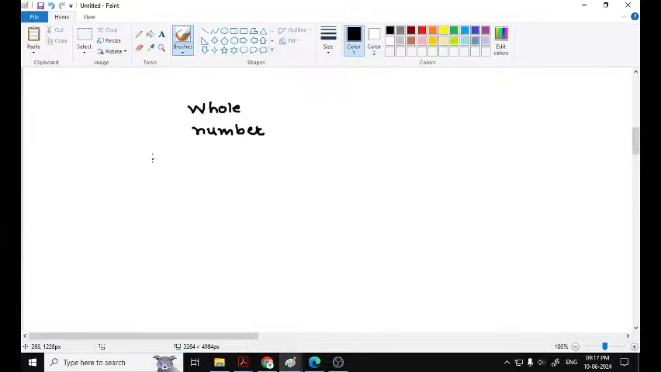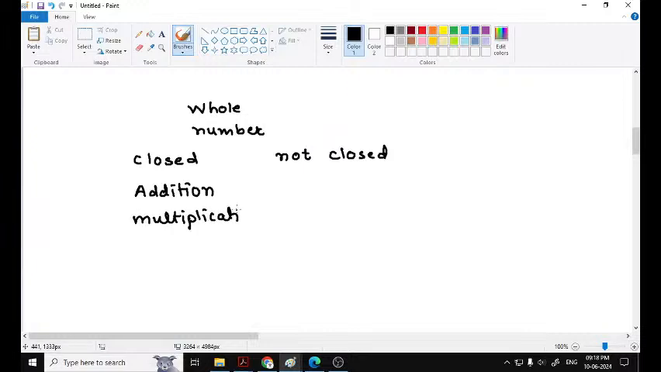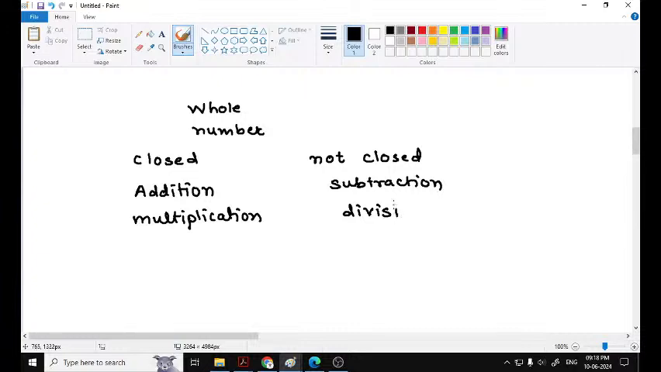Let us revise. Whole numbers, closed and not closed. Whole numbers are closed under addition and multiplication, and they are not closed under subtraction and division.